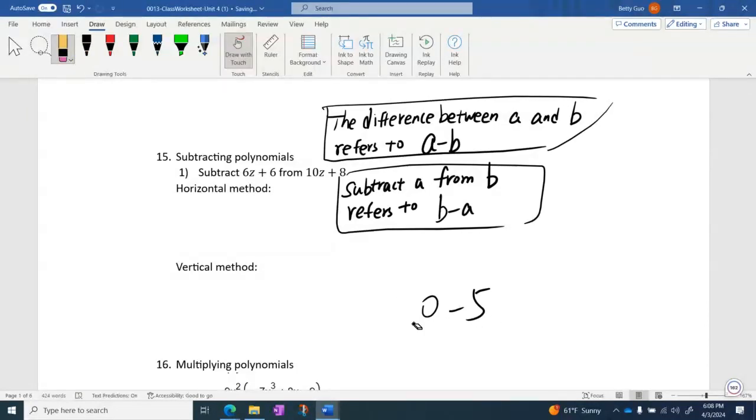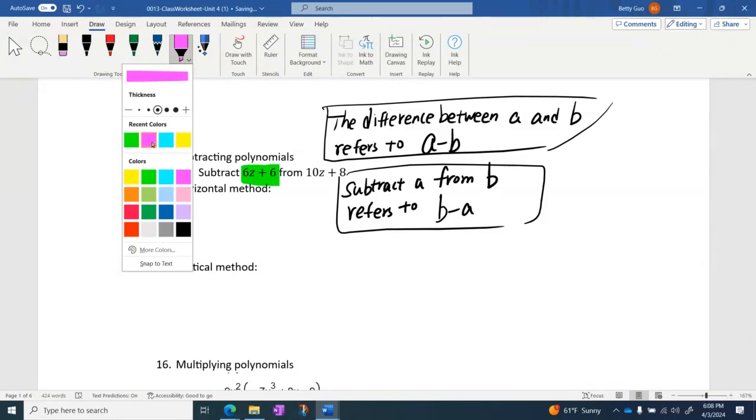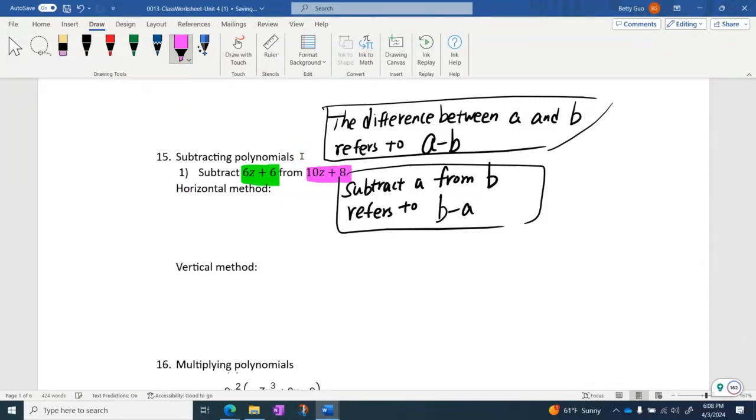Okay, so now let's start question number 15. How do we use the horizontal method? Let's do the horizontal method first. We are looking at two polynomials here. We are going to subtract this blue polynomial from this pink polynomial. Let's see, how do we find the difference? We subtract the green polynomial from the pink polynomial.